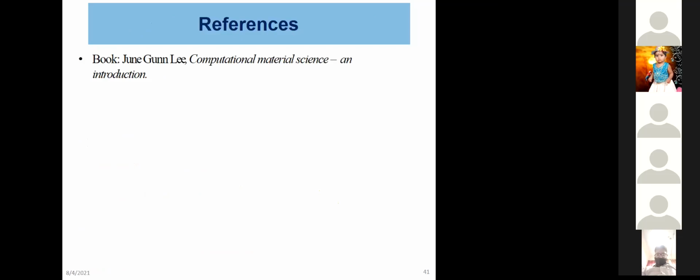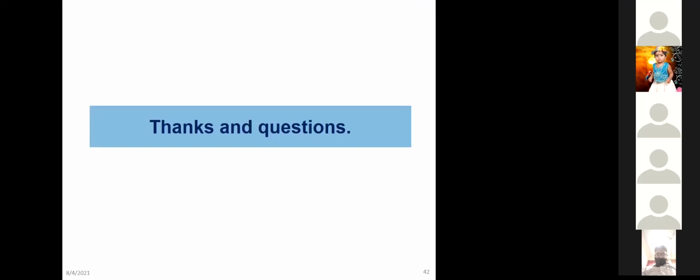All these lectures which I have given are taken from the book by Jun Gun Lee, Computational Material Science. You can consult this book. It's a good book for learning the basics of DFT. And there are also other books like ABC of DFT, which you can refer to. So this is for this session. If there are questions and doubts, then we can discuss that. Thanks.